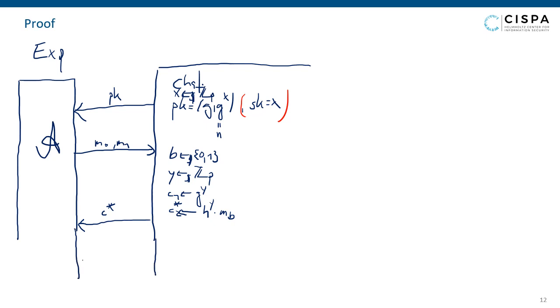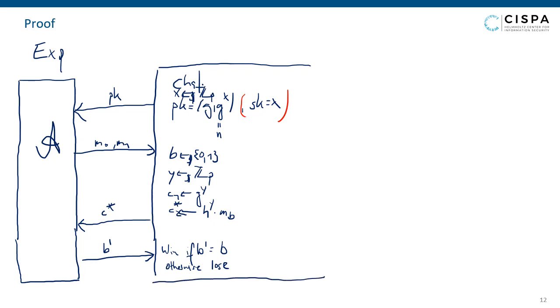Whereupon, of course, the adversary outputs a bit B prime, and the challenger announces win, or outputs 1, if B prime equals B, otherwise lose. Where with win we just mean that the challenger outputs 1 and with lose he outputs 0. Okay, this is the INCPA experiment.